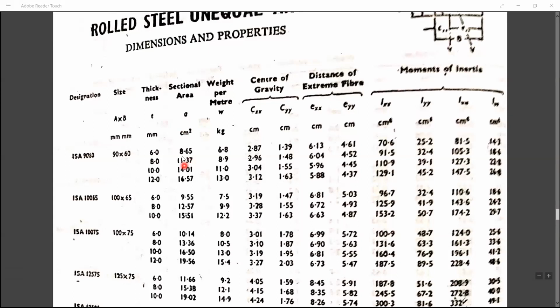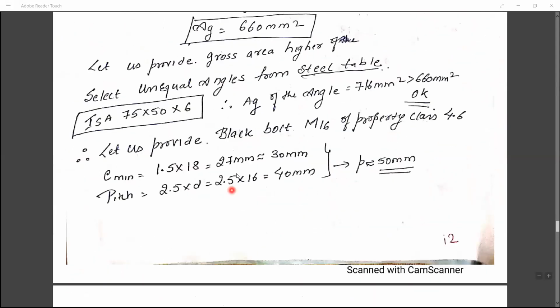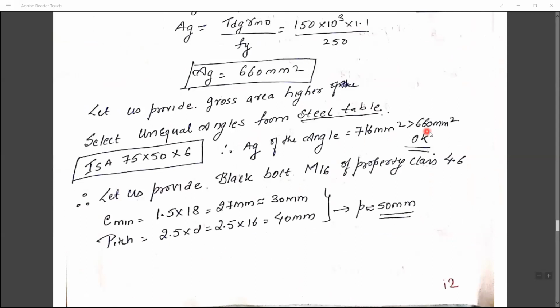Don't take a large area also. If you take more area, your design strength can come safe, but it will be uneconomical. In our civil engineering, uneconomical sections are not considered, though it is coming safer. So we need to select somewhere an intermediate section. For that purpose, I have taken 716 mm square, which is slightly higher than 660 mm square. So this part is okay, no problem here.